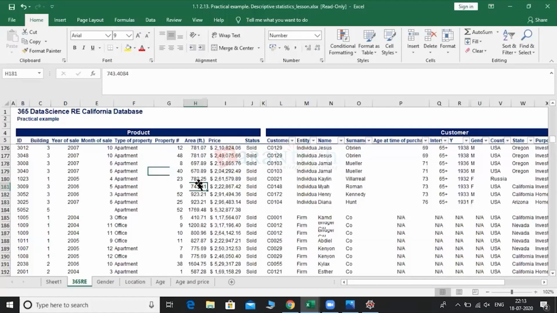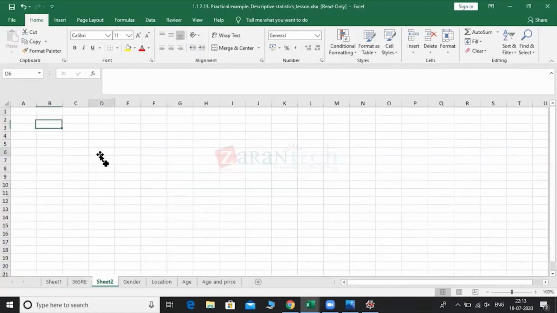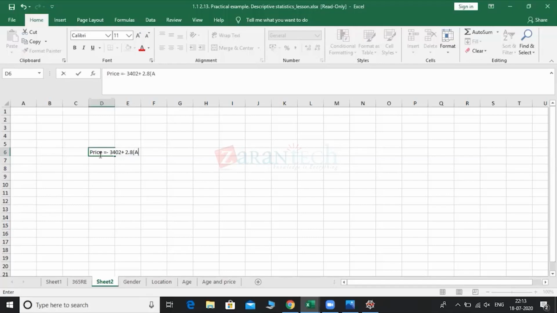So let's say you put an equation like this: price is equal to something, let's say 342 plus maybe 2.8 times area in square feet. Okay. Plus, let's say for now, we'll just focus on one variable, area in square feet.